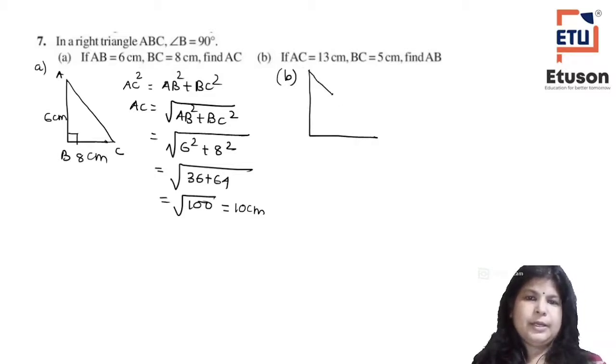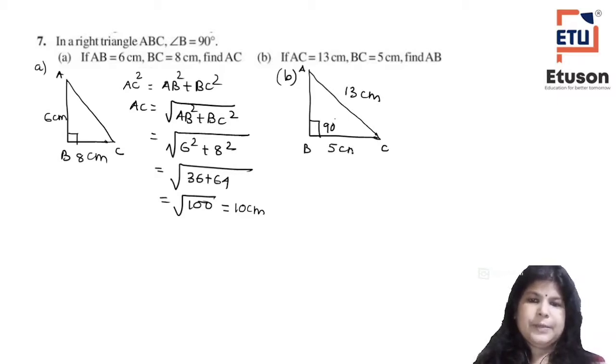Now let us go to the next bit, that is bit B. Again you have a right angle triangle, same. B is equal to 90 degree, right? So this is your B. Here AC value is given to be 13 centimeter, BC is 5 centimeter. You have to find out AB.